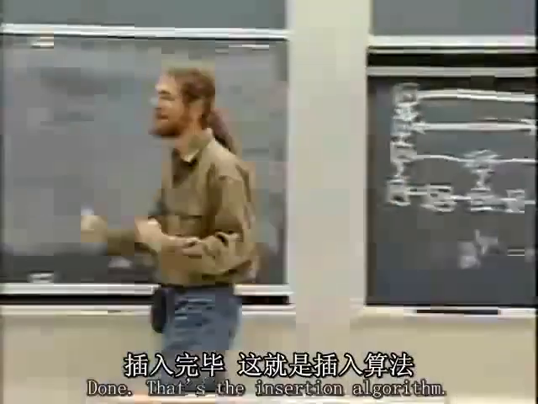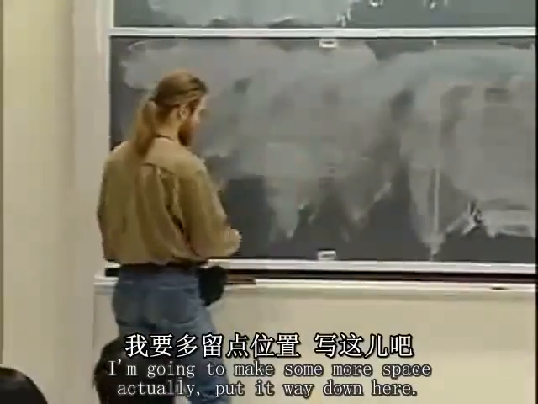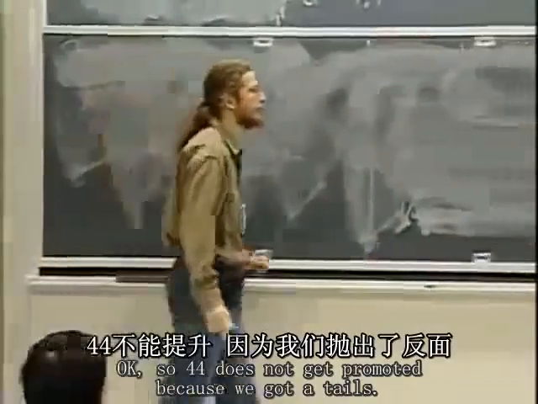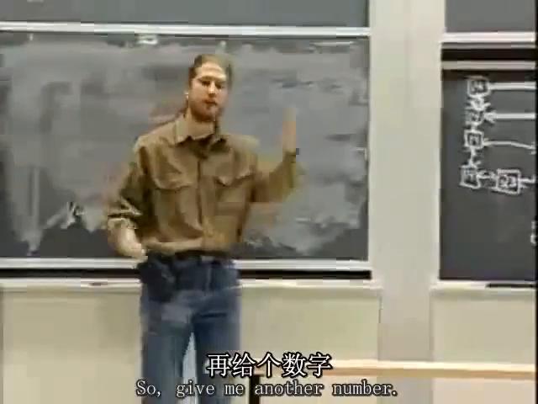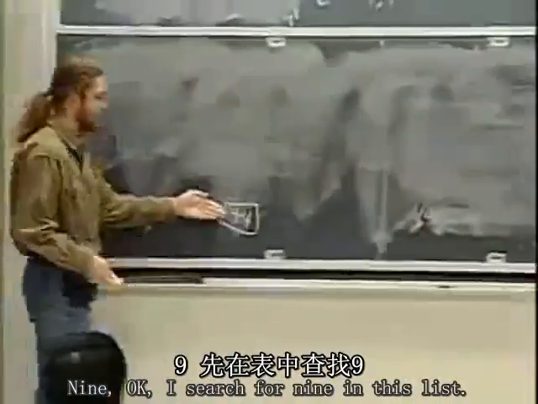Whew, done. Okay, that's the insertion algorithm. I'm going to make some more space, actually. Put it way down here. Okay, so 44 does not get promoted because we got a tails. So give me another number. 9. Okay. I searched for 9 in this list.